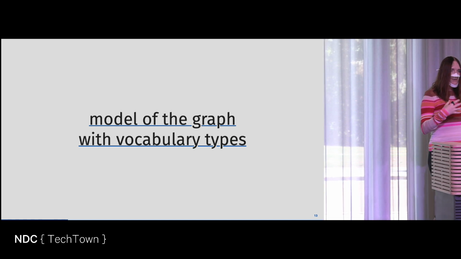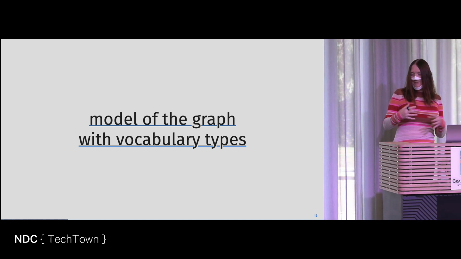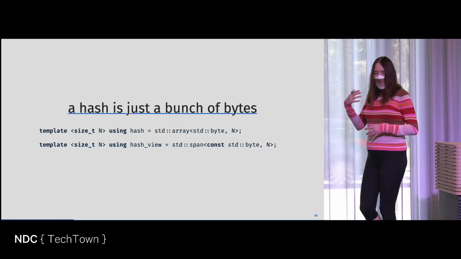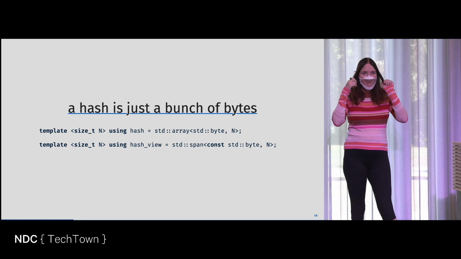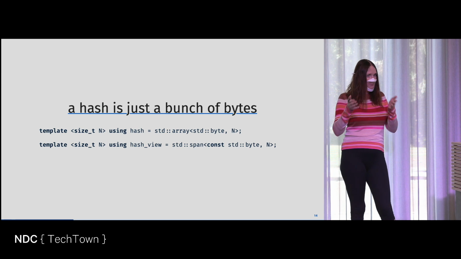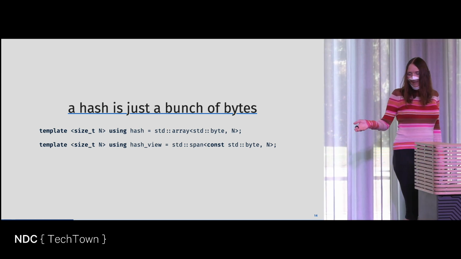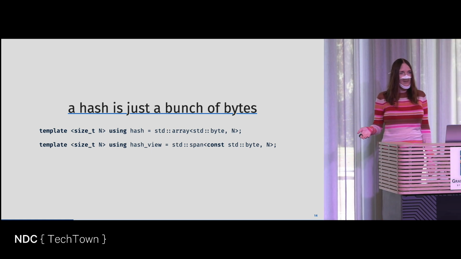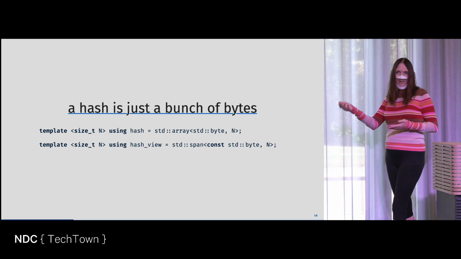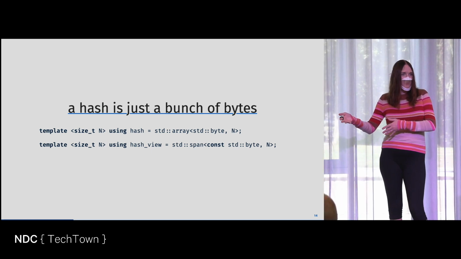Okay, and now when you actually understand what's going on with the update system, we can model it. So I will start with the hash because it's a pointer, and we are in C++, so we need to model a pointer. And we can say that hash is just an array of bytes, like let's say 32 bytes if it's SHA-256. And hash view is just a span of bytes, immutable.